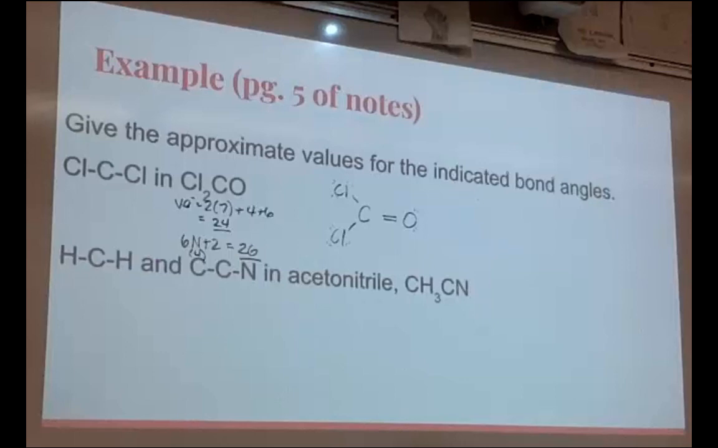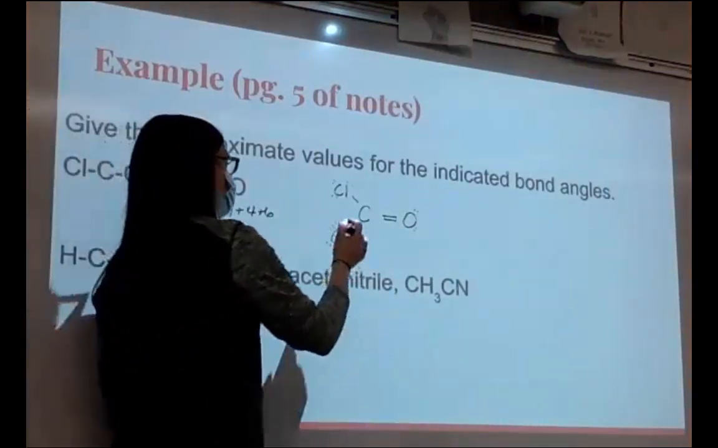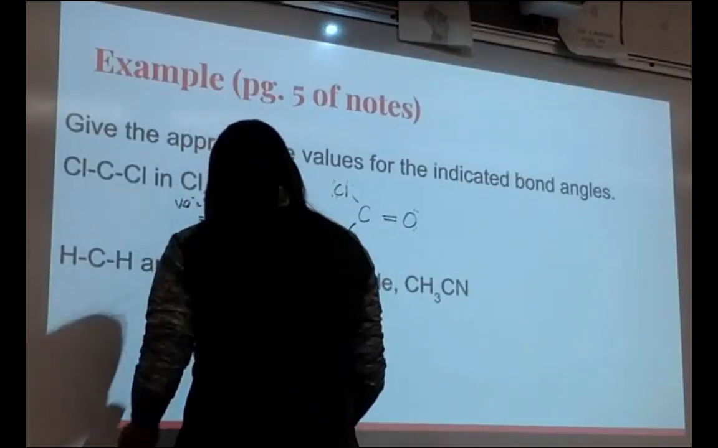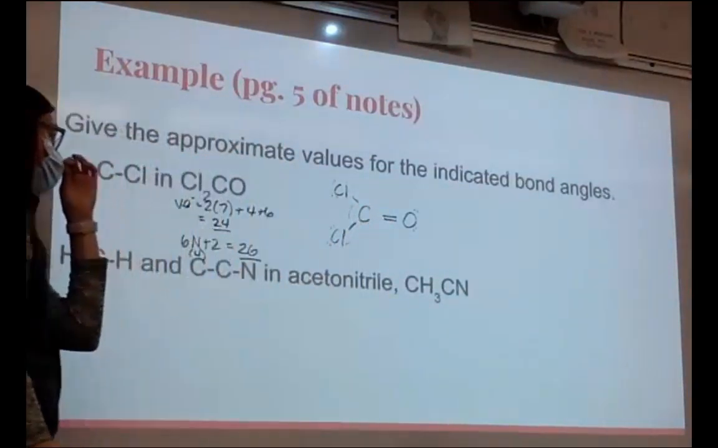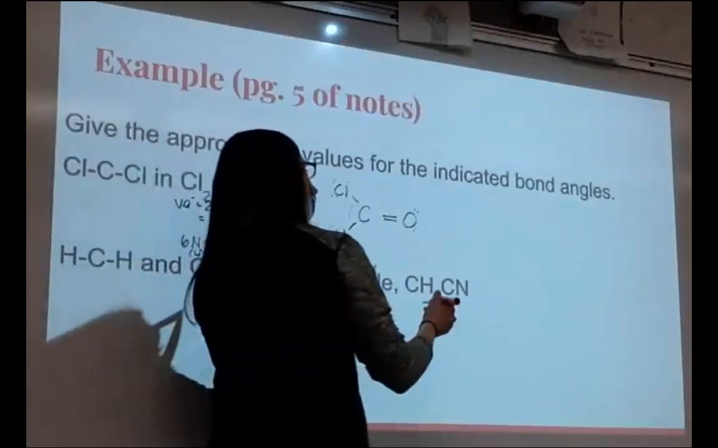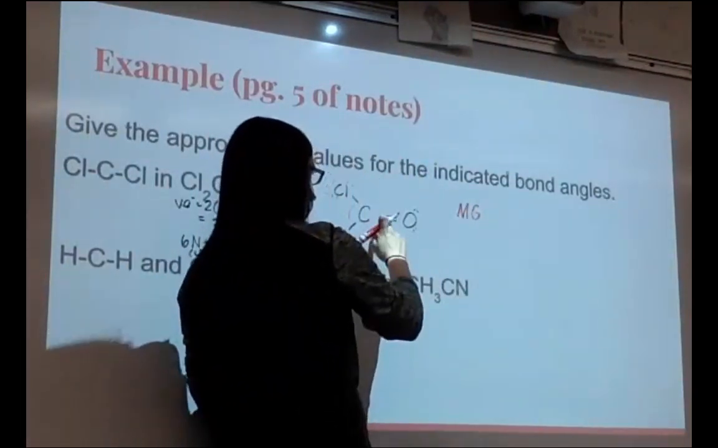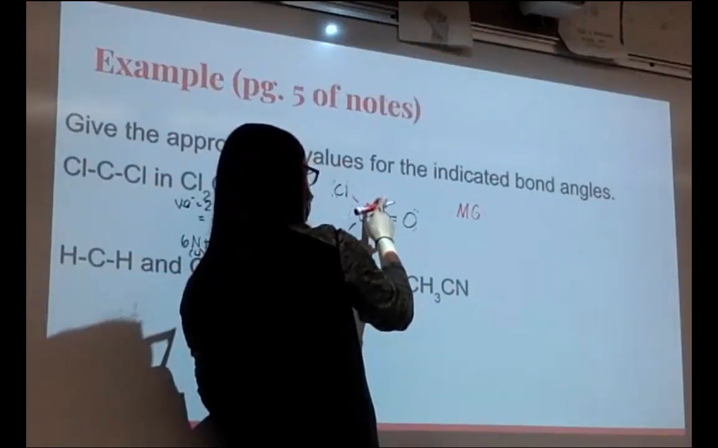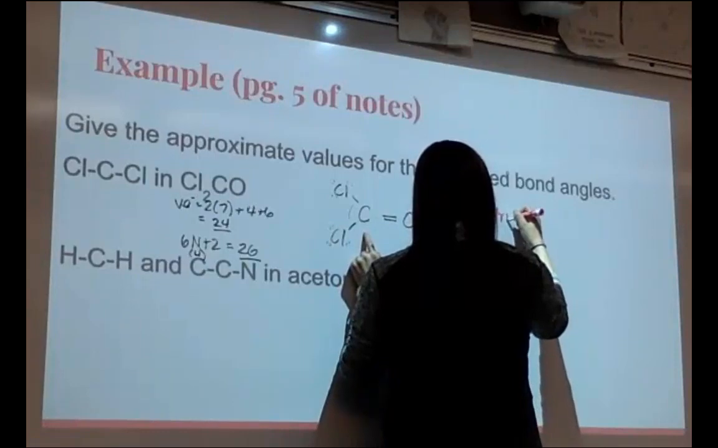Now the bond angle, so it wants the Cl-C-Cl bond angle. It wants this bond angle. Well, it's based on the shape. What is the molecular geometry of this? We have 3 atoms bonded, 0 lone pairs on carbon. Trigonal planar.